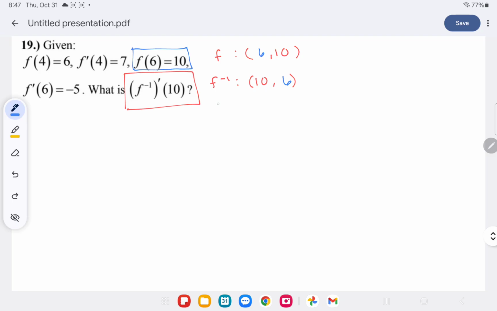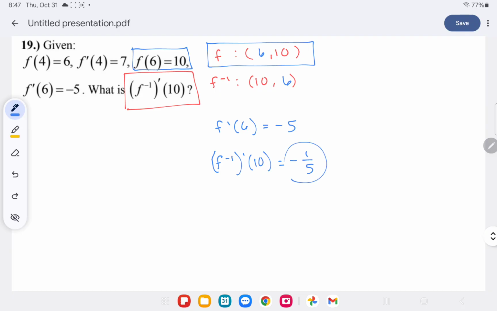So it doesn't tell us anything about the derivative of the inverses, but it does tell us something about the derivatives of f. So f prime of 6 is negative 5. Its corresponding point on the inverse of f is 10, and inverses have reciprocal derivatives. So negative 1/5 would be our answer.